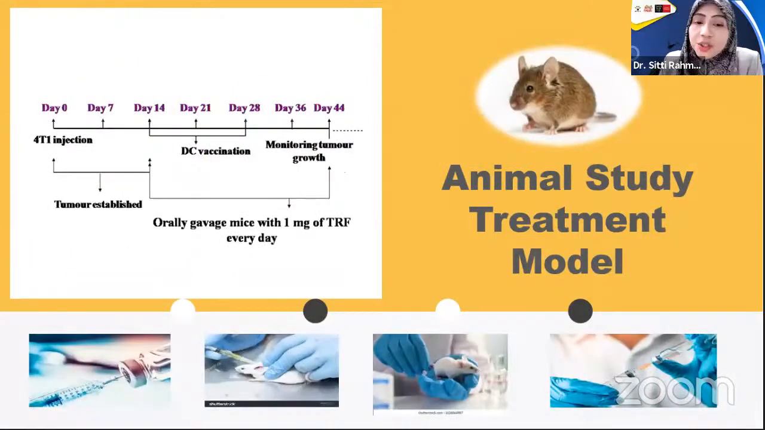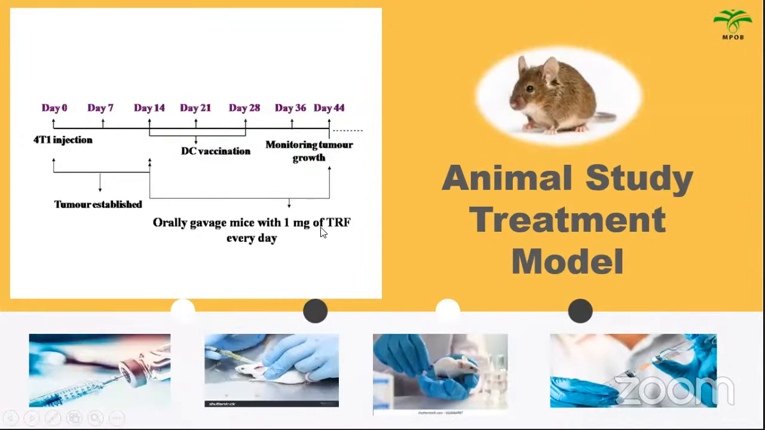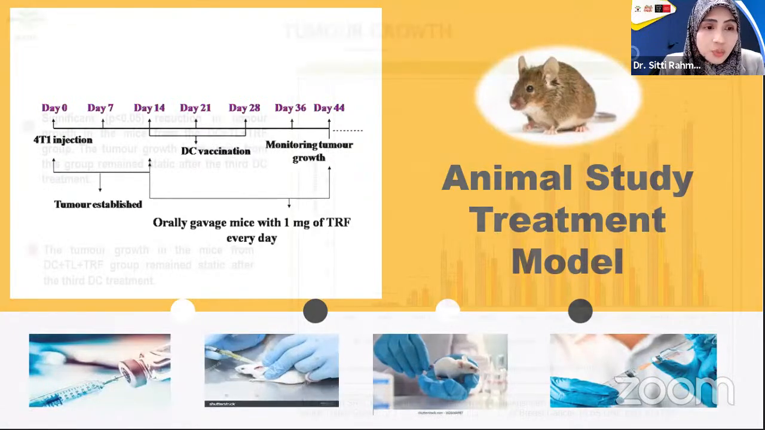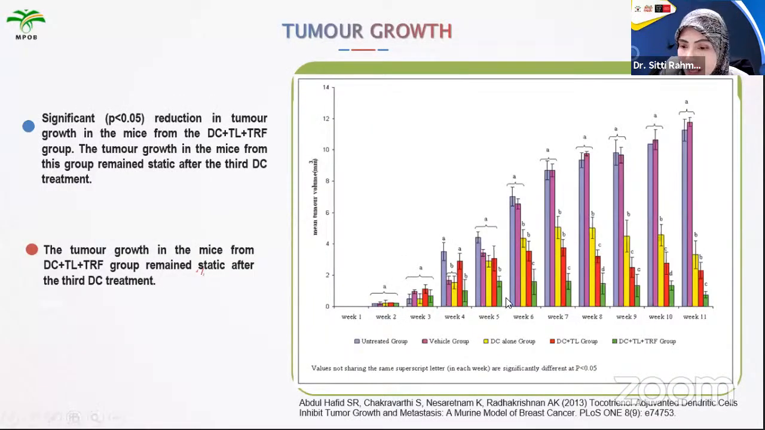Okay, the second part of our study looks at the treatment model. At day 0, we implanted the cancer cells into the mice, and we let it develop for 14 days so the mice establish a tumor. After that we inject the DC vaccination 3 times like the previous one, and then we give them 1 mg tocotrienol supplementation every day, and until the end of the study we look at the tumor size here.